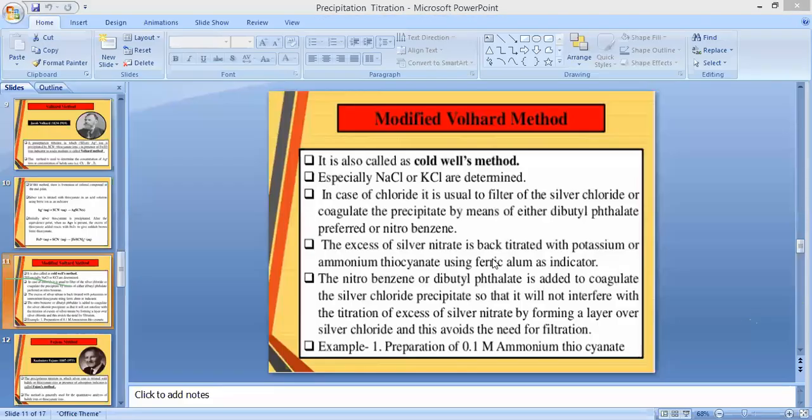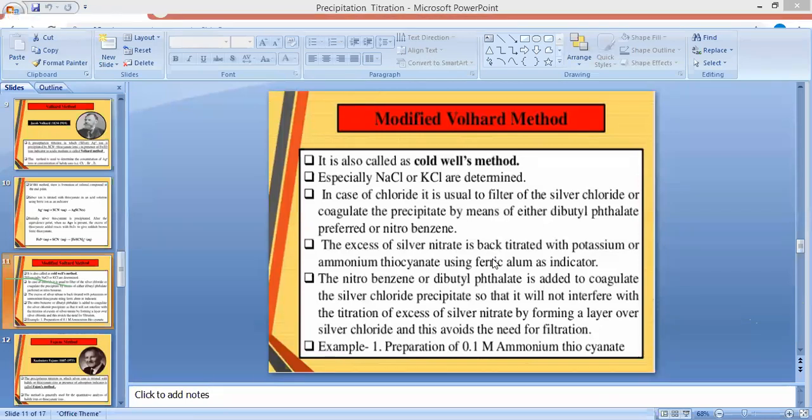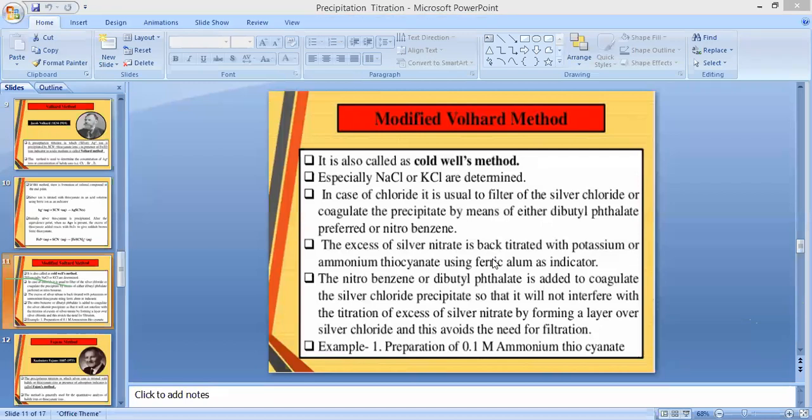silver nitrate which is present in the conical flask is then back titrated with potassium or ammonium thiocyanate using ferric alum as an indicator. The nitrobenzene or dibutyl phthalate is added to coagulate the silver chloride precipitate so that it will not interfere with the titration of excess silver nitrate, by forming a layer over the silver chloride, and this avoids the need of filtration. The modified Volhard method can be done by preparing 0.1 molar ammonium thiocyanate.